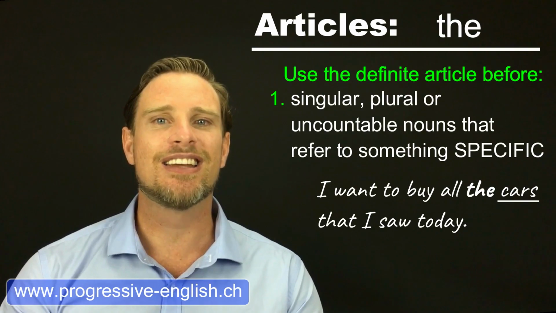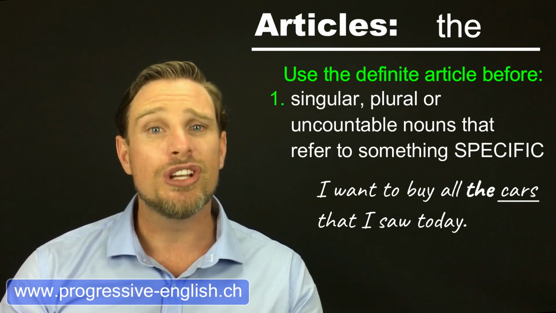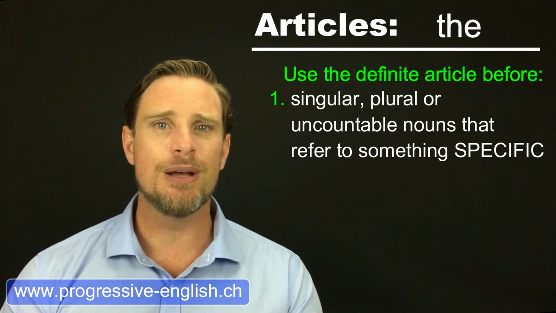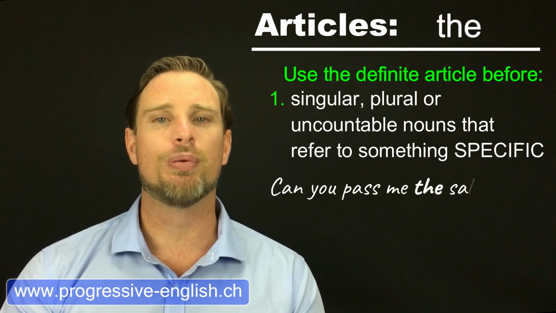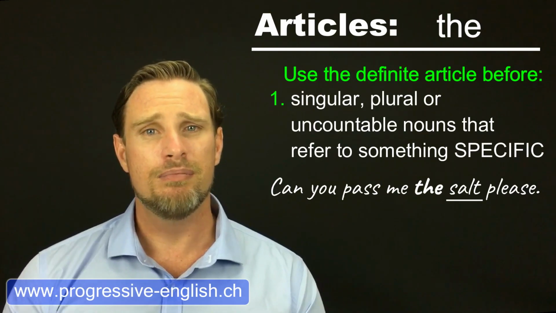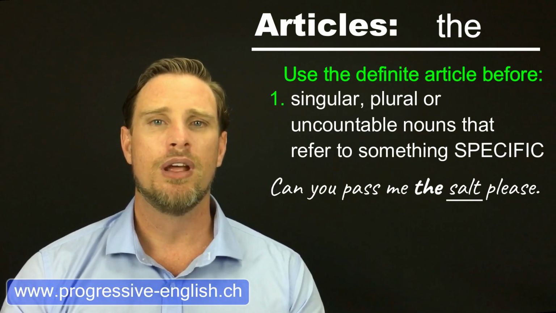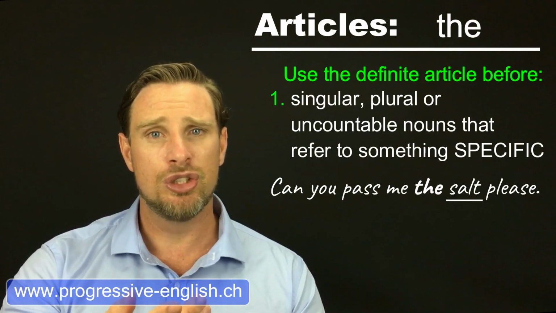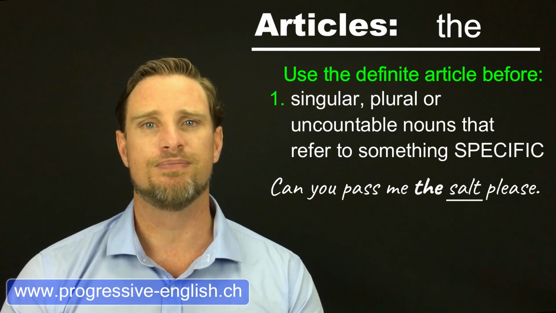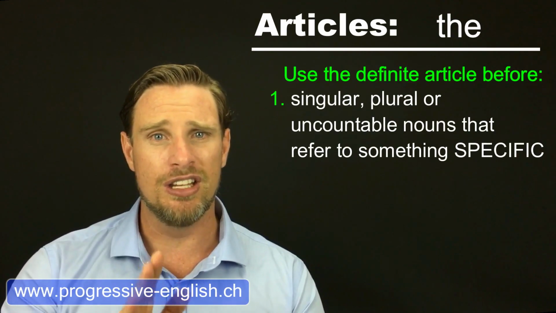Okay, that's a clear contrast to the indefinite articles, isn't it? Because we cannot use "a" or "an" with plurals. And an uncountable noun example, can you pass me the salt please? Salt is an uncountable noun. And maybe you're at lunch and there is a grinder of salt on the table. And you would like your friend to pass you that specific salt. You would say, can you pass the salt please? So we can also use "the" with uncountable nouns, unlike the indefinite article.